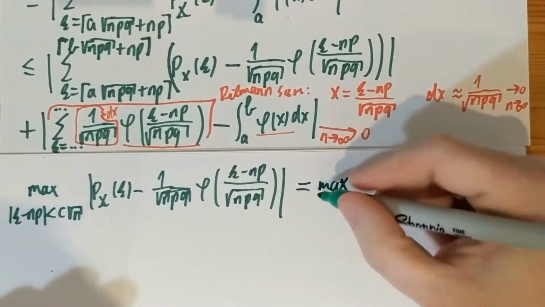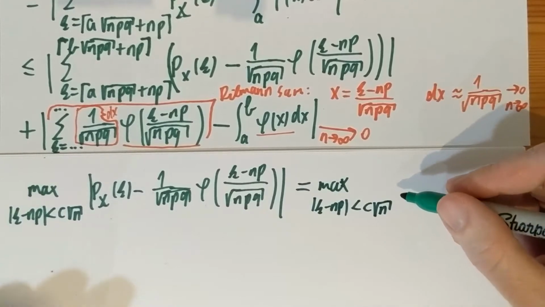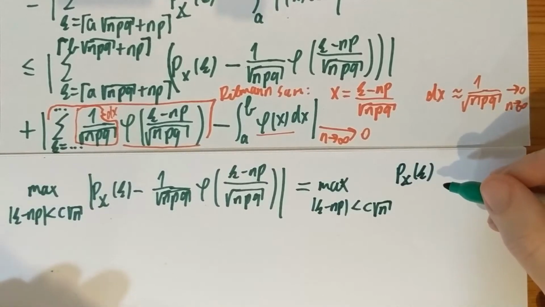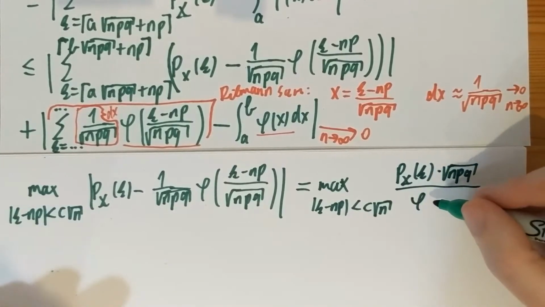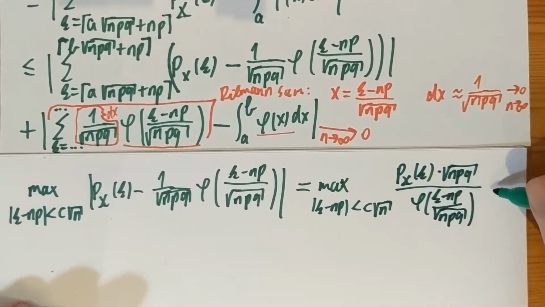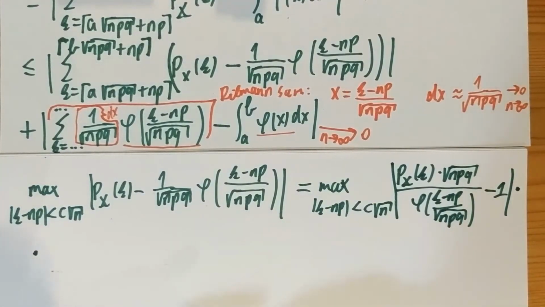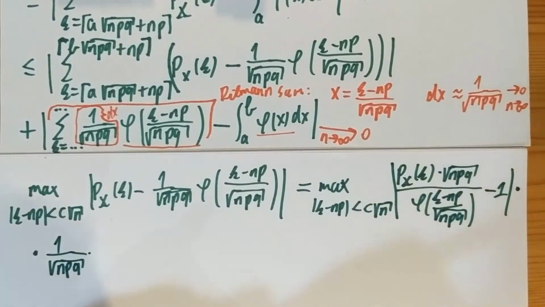This is the maximum over the same range, |k minus np| smaller than c root n. And then I'm going to divide p of x_k, I'm going to multiply here by square root of npq, and I'm going to divide by phi of (k minus np) over root npq. I'm going to subtract 1 here, and now of course the two sides are not equal because there is a factor difference between them. What actually happened is that I multiplied both the first and the second term by the square root, so I have to divide by the square root. And I also divided by phi both the right hand side and the left hand side, so I have to multiply back with phi.